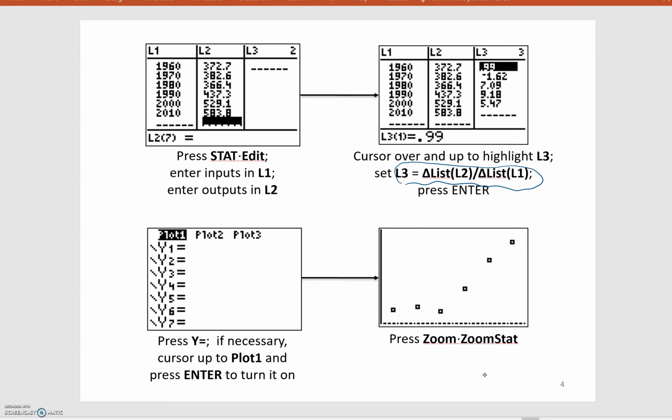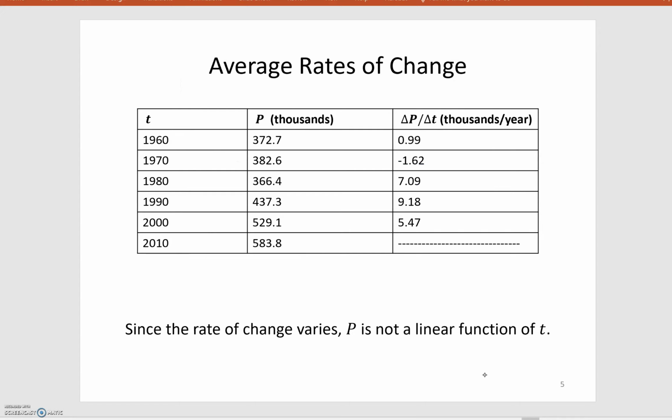We can further verify this by looking at the stat plot of this data, and you'll see that it is definitely not a line. Okay. So there's that same set of data.